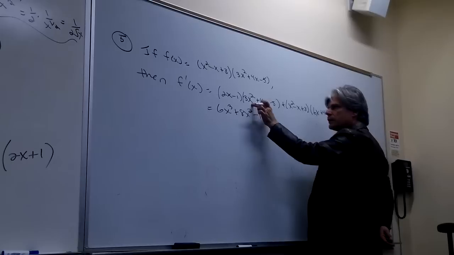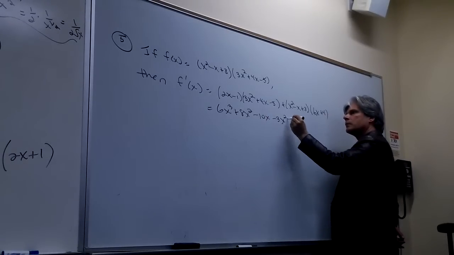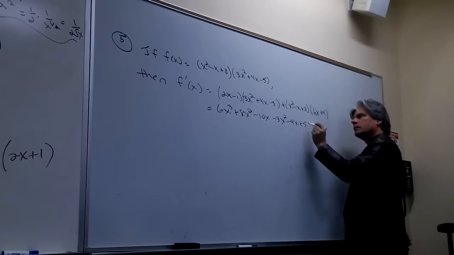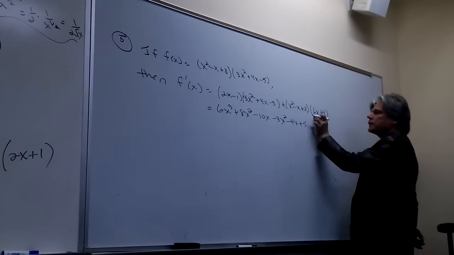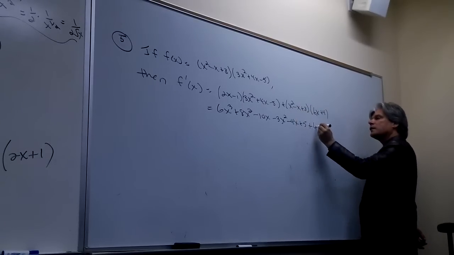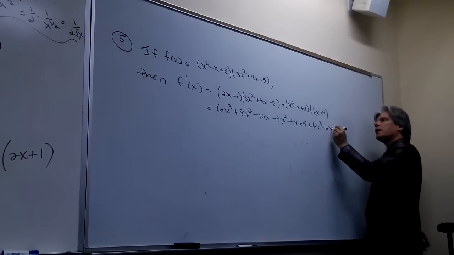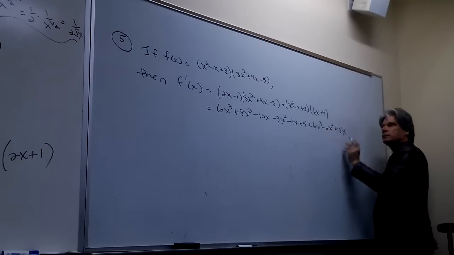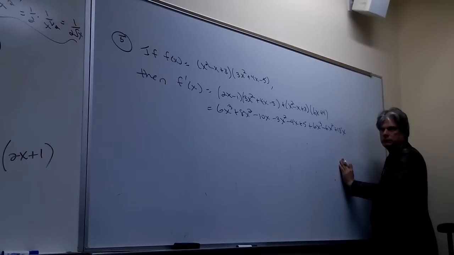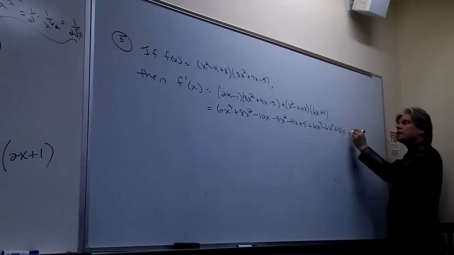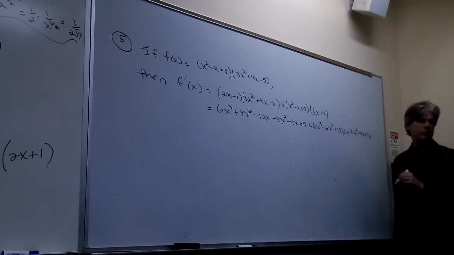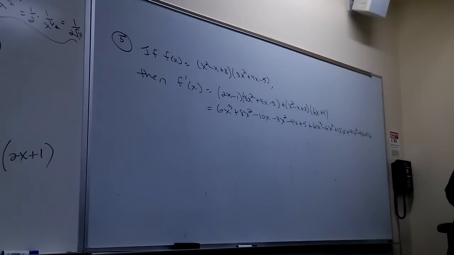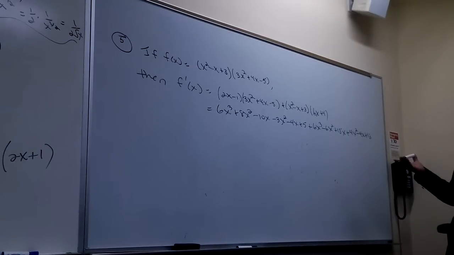I think negative 1 times these three is just this. I think 6x times these three is going to give me 6x cubed minus 6x squared plus 18x. And I think a 4 times these three is going to give me a 4x squared minus 4x plus 12. Now I got some like terms to combine, don't I?